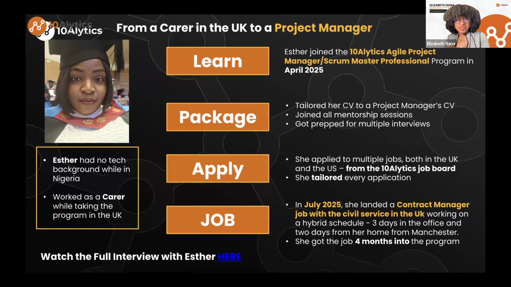She got a job with the civil service in the UK, working a hybrid schedule. So she was working 3 days in the office, 2 days from home. She got this job 4 months into the program, not even after the program, 4 months in.